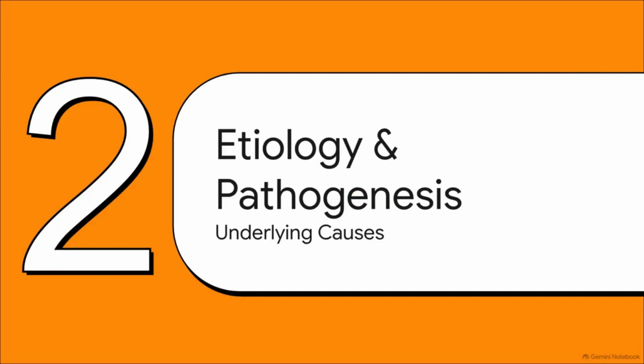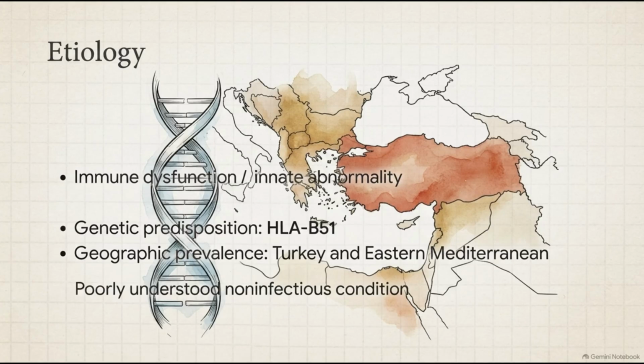Section 2. Etiology and Pathogenesis. Okay, so let's look at the underlying causes and pathogenic mechanisms that trigger all this widespread inflammation. Understanding the why and how is totally critical for your pathology boards. Now, the exact cause is honestly a bit of a mystery, but we do know definitively that it is non-infectious. It actually stems from immune dysfunction.